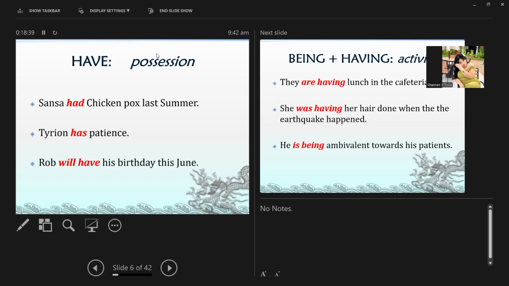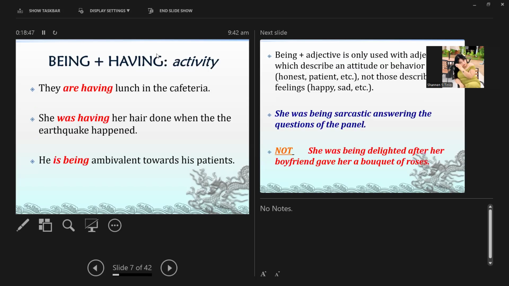Okay, now the combination of be verbs and have verbs. The combination is an activity. So this is how the structure is. They, since we have a plural subject, meaning two or more people, they are having lunch in the cafeteria. We have the be verb are and the have verb having. They are having lunch in the cafeteria, which is in present tense.